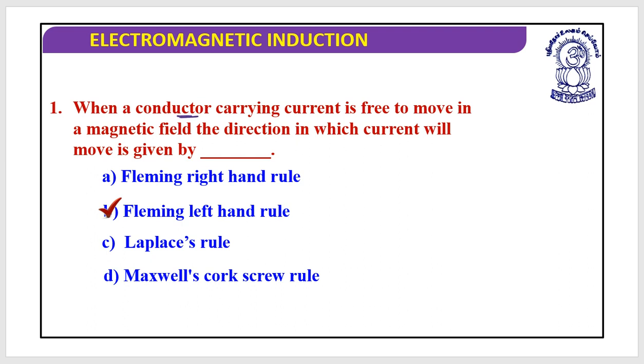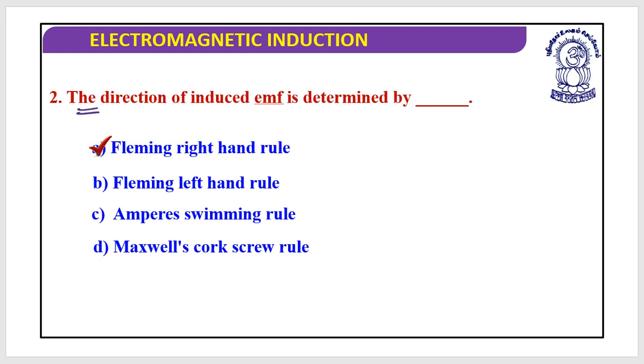It says that when a conductor carrying current is free to move in a magnetic field, the direction in which it will move is given by the Fleming's left hand rule. And next, the direction of induced EMF is determined by Fleming's right hand rule. I hope this is clear.